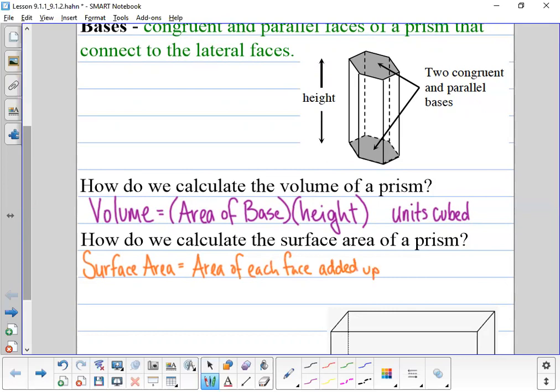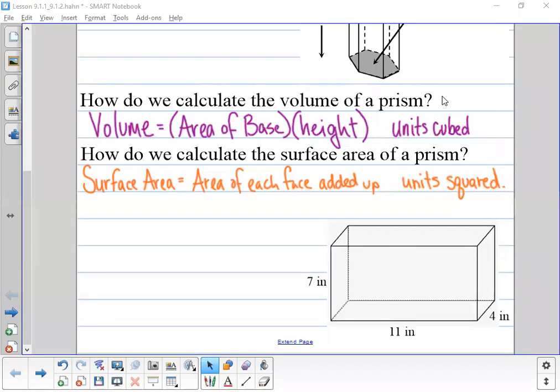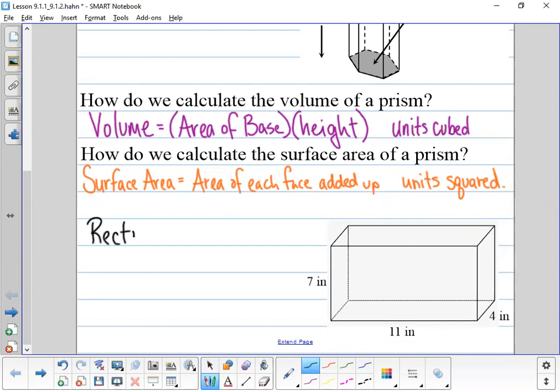And when we are calculating surface areas, our units are going to be units squared. So this prism right here is an example of a rectangular prism. And in our rectangular prism, our bases are going to be rectangles. So I'm going to highlight the base here for you.